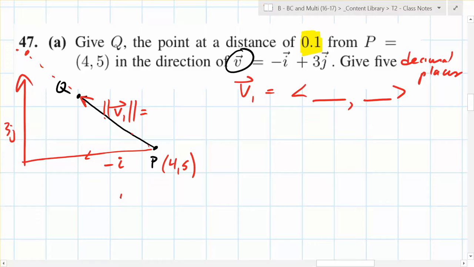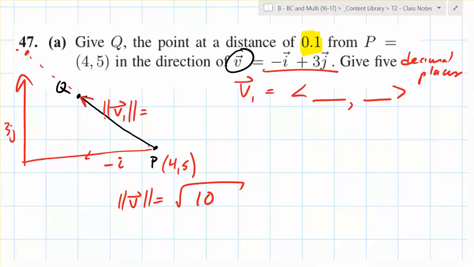What's the magnitude of vector V? No, the square root of what? 10. The magnitude of vector V is the square root of 10, but do we want to go that far? No, we want to go how far? 0.1. So we want to go in the same direction, but we want the magnitude to be 1/10 instead. Is everybody with me so far?